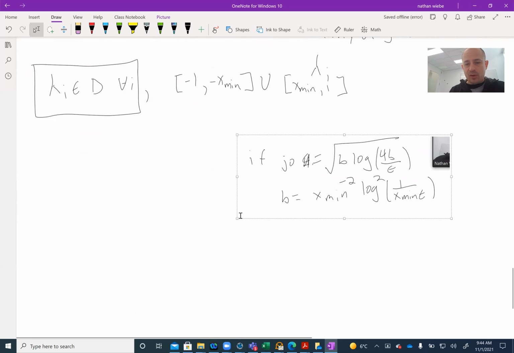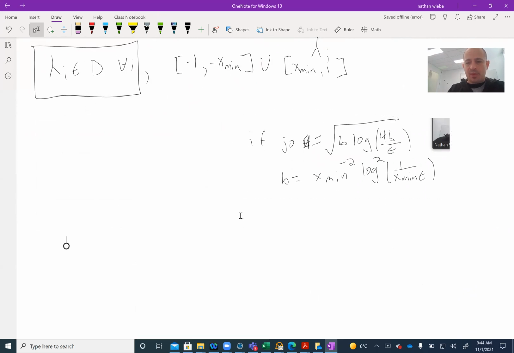Okay, awesome. So this is the equation that we ended up having here. If you recall, J naught is the degree of the polynomial that we want to build. So we really want to figure out what the degree of this polynomial is ultimately going to scale like. Substituting in b, we end up getting that J naught is in O tilde of x min inverse log of 1 over x min epsilon.